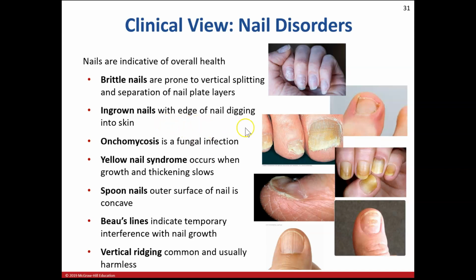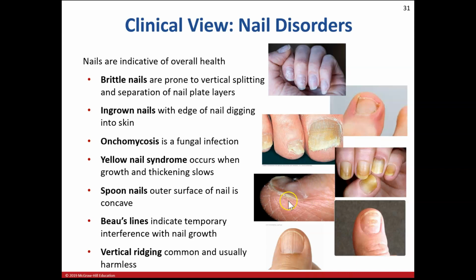And then next we have ingrown nails, and you can see a picture of this over here with the edge of the nail digging into the skin. Sometimes people suffer from onychomycosis, and this is a fungal infection of the nail. There is yellow nail syndrome when the growth and thickening starts to slow. This could mean that this person has improper circulation, or drainage of the lymph allows fluid to collect under soft tissue under the nail, which is giving that yellow pigmentation. And sometimes it could develop on its own too for certain types of cancers or autoimmune diseases such as rheumatoid arthritis or immunodeficiencies.